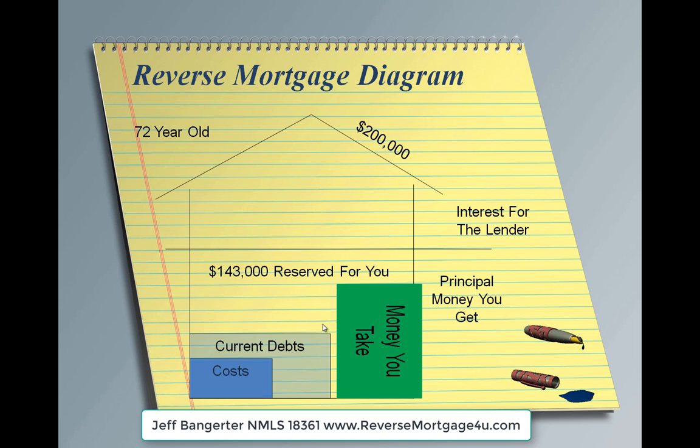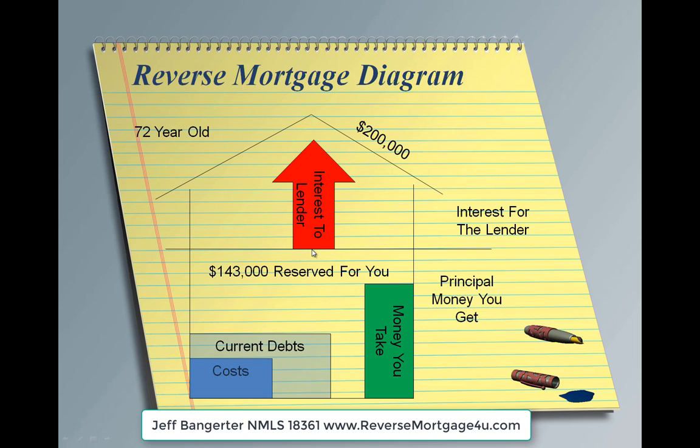You could take either all of this money that's available, whatever's left after the costs and the current debts, or you could take a monthly income, or you could open a line of credit and just take money as you need it or want it. So very straightforward there. And then above the line is reserved for the interest to the lender. I'm not sure what that's going to be either, because this is a negative amortization loan. The longer you have it, the more the costs are going to be. And so you could see that interest increase over the years.